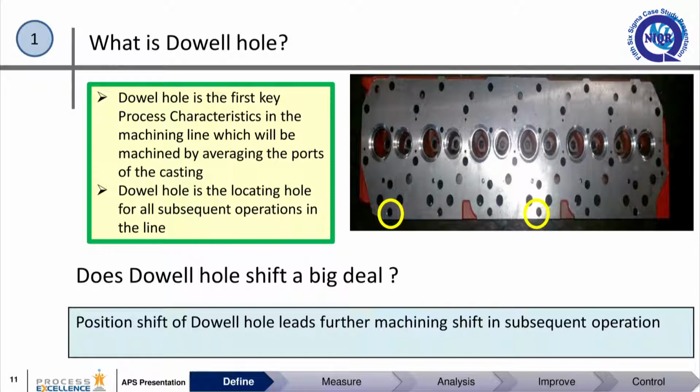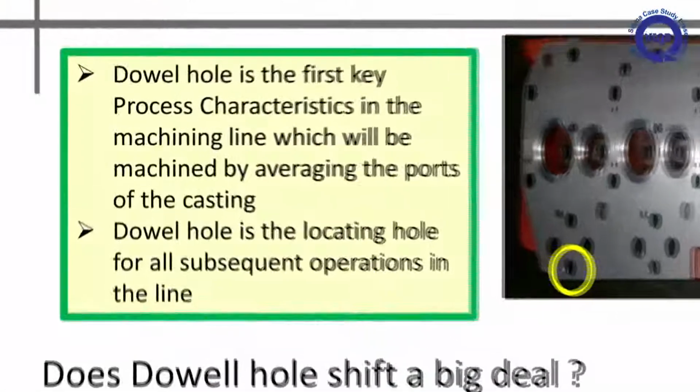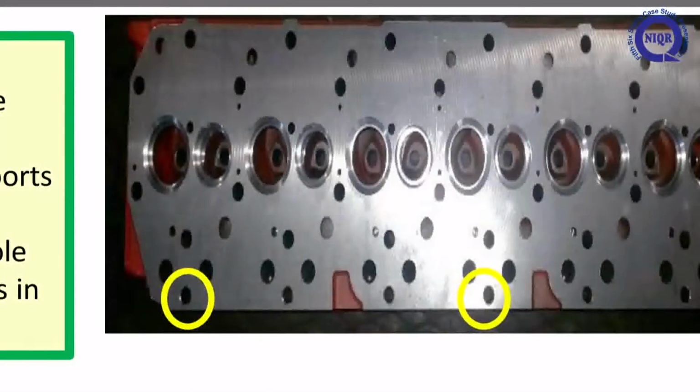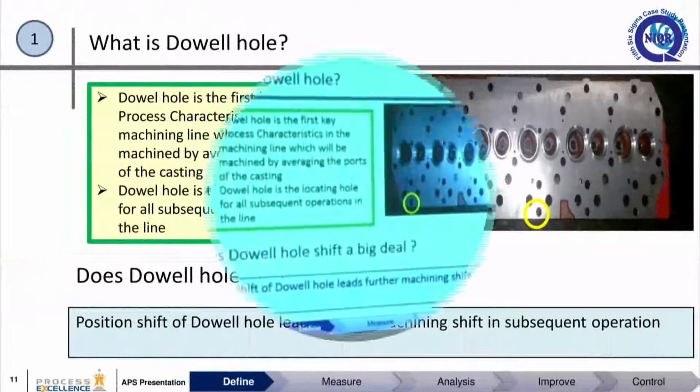In the top three concerns, the first one is double hole shift. What is the double hole? The double hole is used for locating and reference purposes for all machines in the entire machining line. If there is any positional shift in the double hole, it will affect all operations in the entire line, and it will lead to bulk rejection at the final stage.